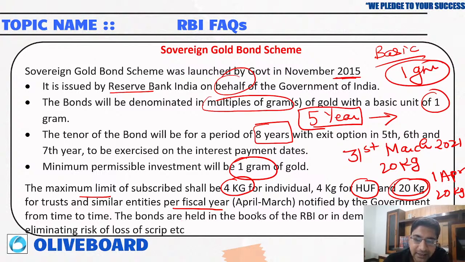The bonds are held in the books in dematerialized form, in demat form, so that you do not run the risk of losing a document. So it will all be in demat form, like shares. In the same way, you will have a gold bond.